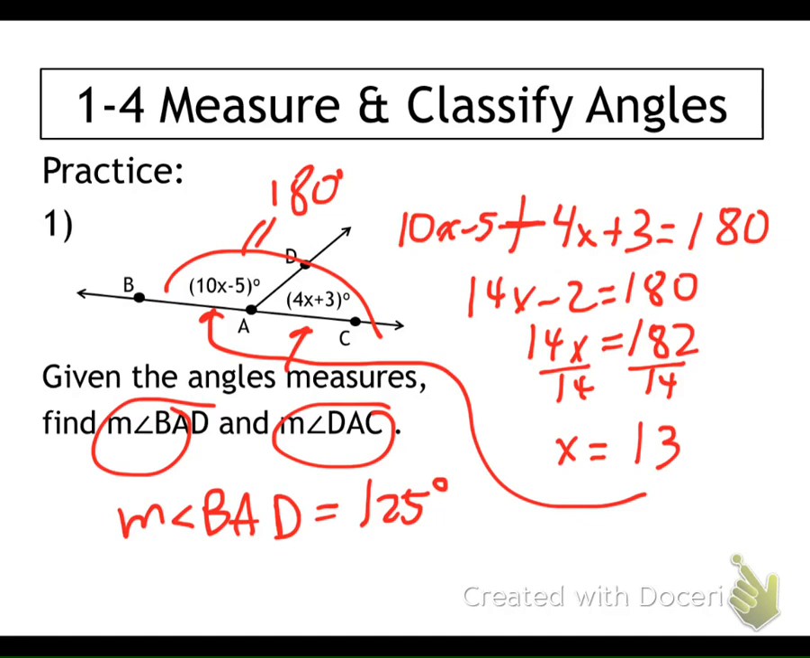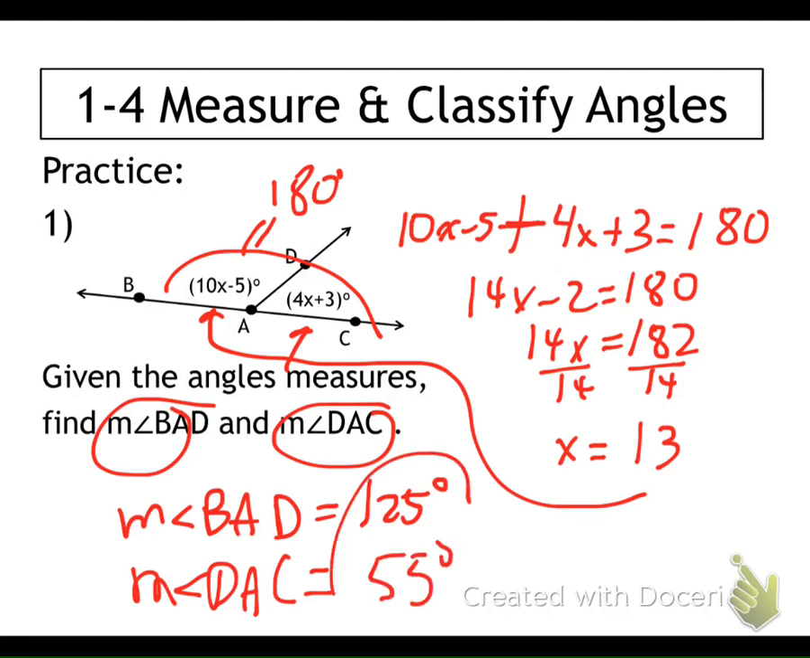If I know that angle BAC is 180 degrees and I know this angle is 125, then I can simply subtract 180 minus 125 and get the remaining angle. So that will be 55 degrees. And these should add up to 180, right? In about 3, 2, and 1, we will move on.